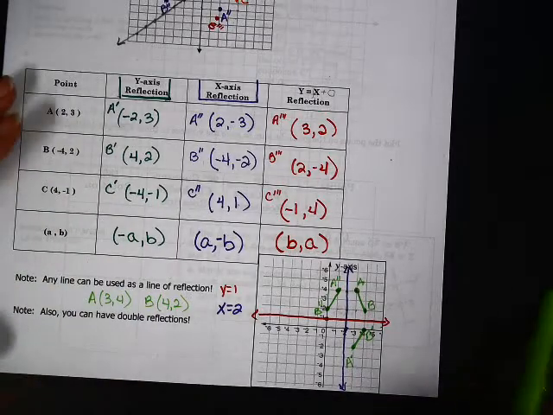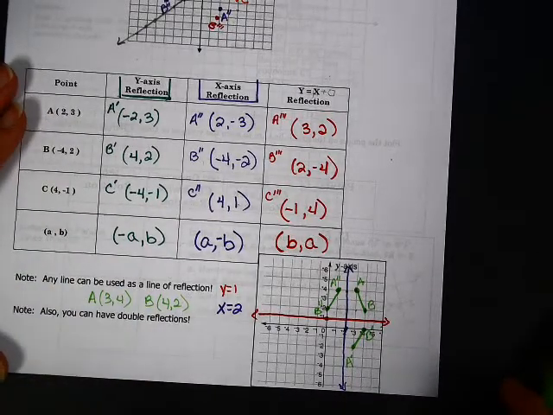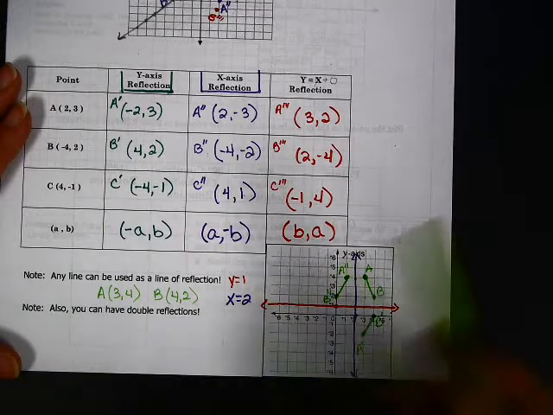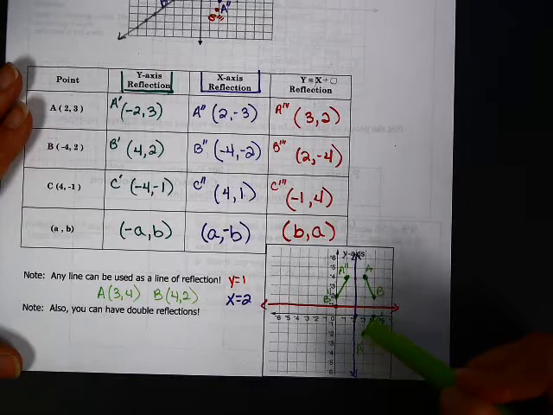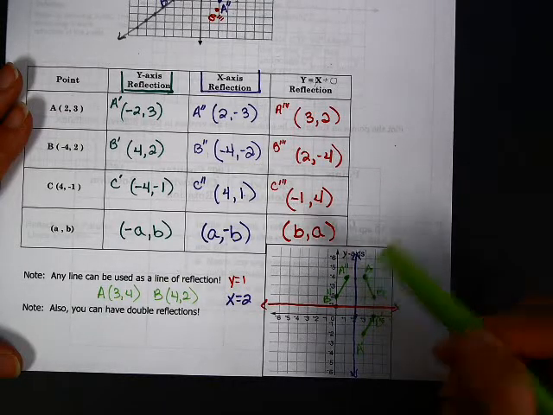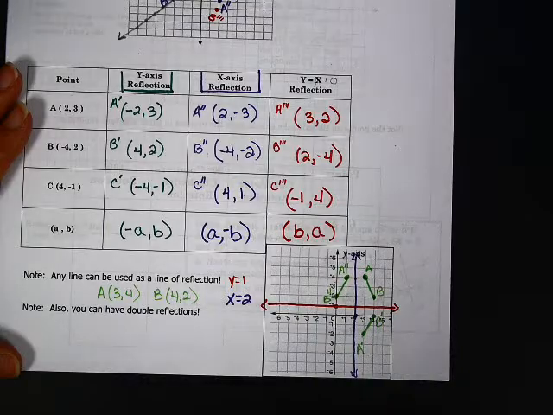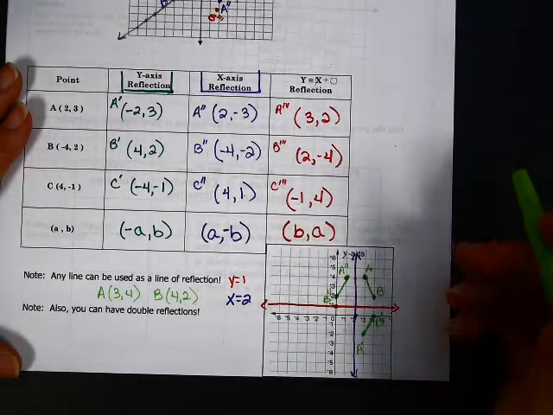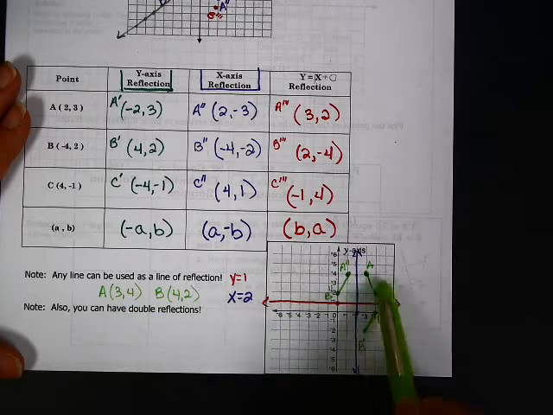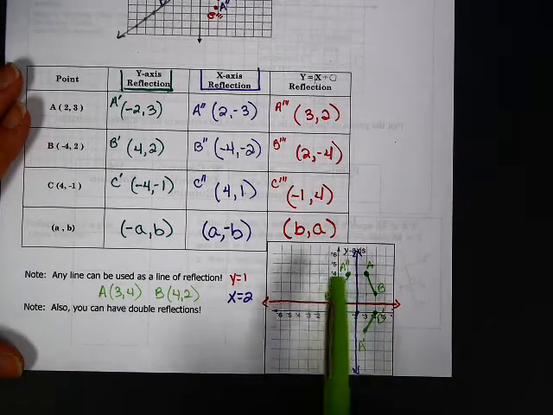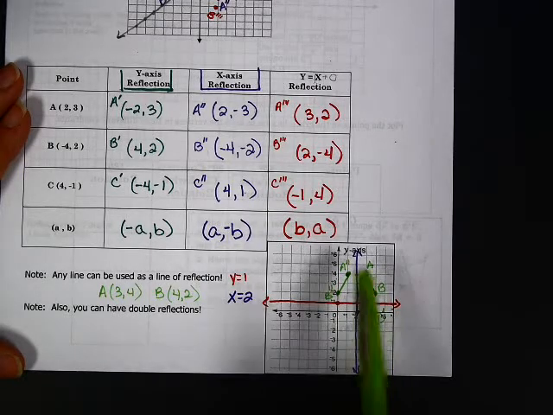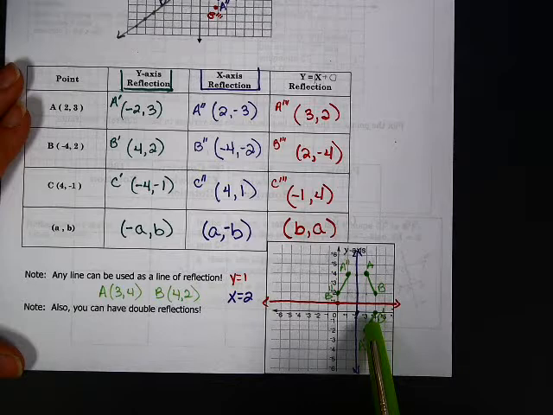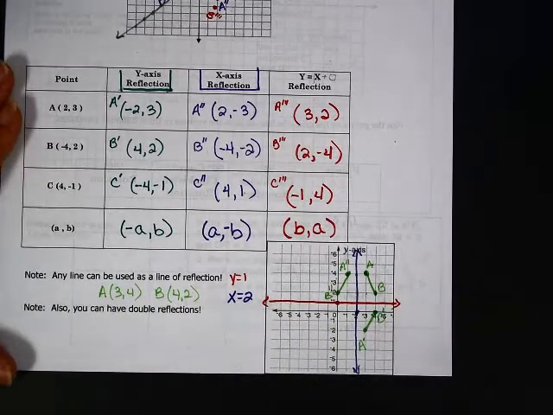Now a double reflection would be, you could have this particular point be starting out, and you can reflect across y equals 1, then reflect across x equals 2. So you do one reflection at a time, and that's kind of what this is referring to. This would be an example of a double reflection. Or you could start on this side, reflect across x equals 2, then reflect across y equals 1. So that would be your example of a double reflection.